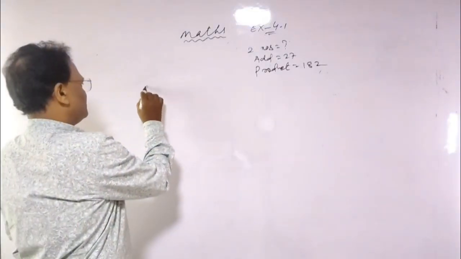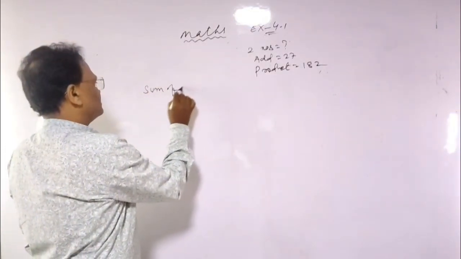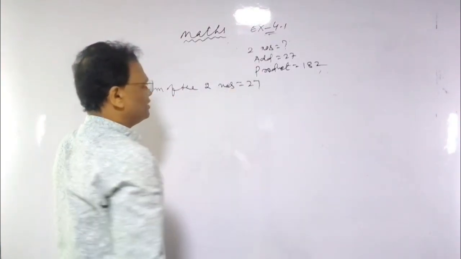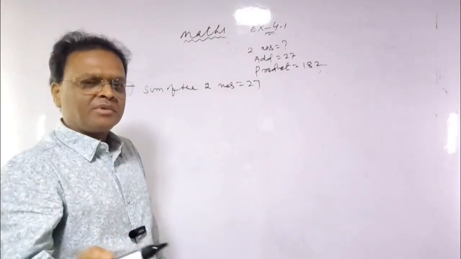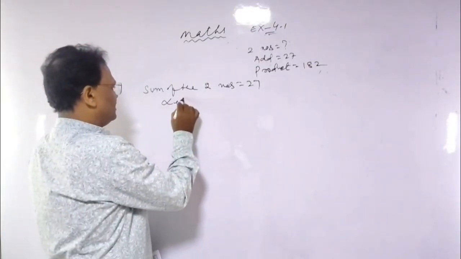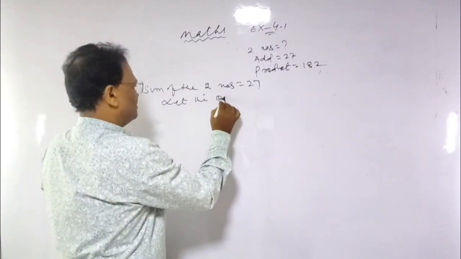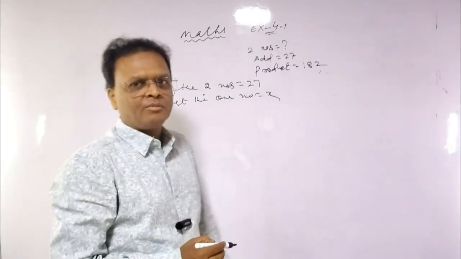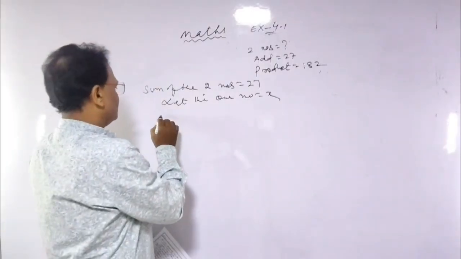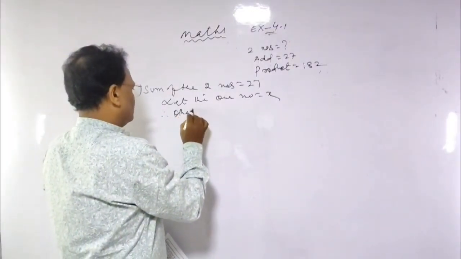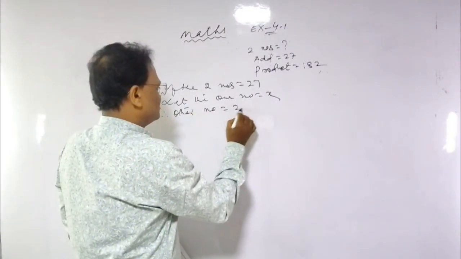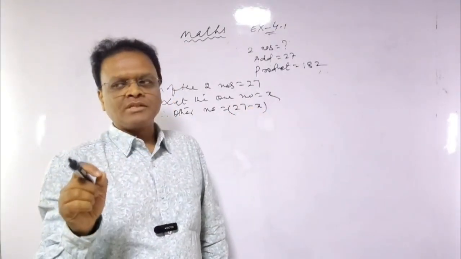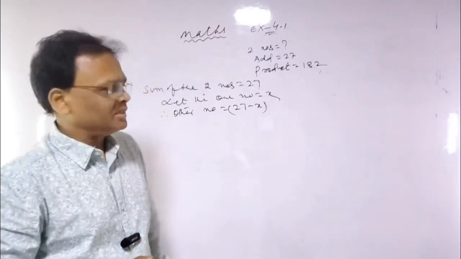So what is the sum of the two numbers given? The sum of the two numbers is given as 27. Let one number be x. If one number is x, obviously the second number will be 27 minus x. Therefore, the other number is equal to 27 minus x, because the sum of the two numbers is given as 27. If one is x, definitely the other will be 27 minus x.